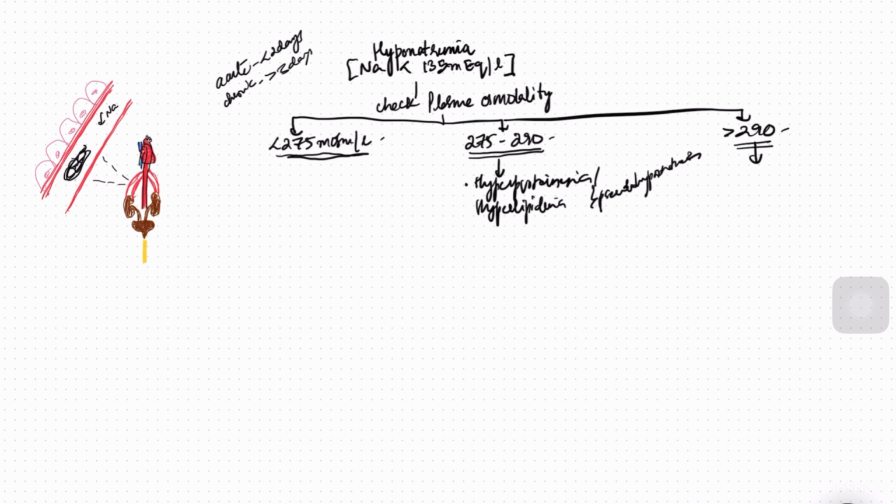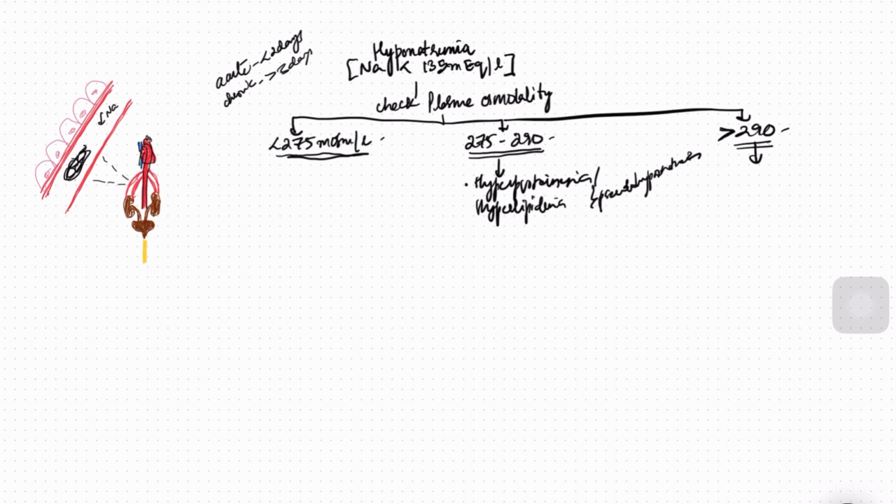Particularly older lab techniques measure sodium relative to the plasma volume. So there's no decrease in the sodium itself, but there's an increase in the plasma volume, which is why it reads as hyponatremia, while in reality that's not the case. So that is one thing.